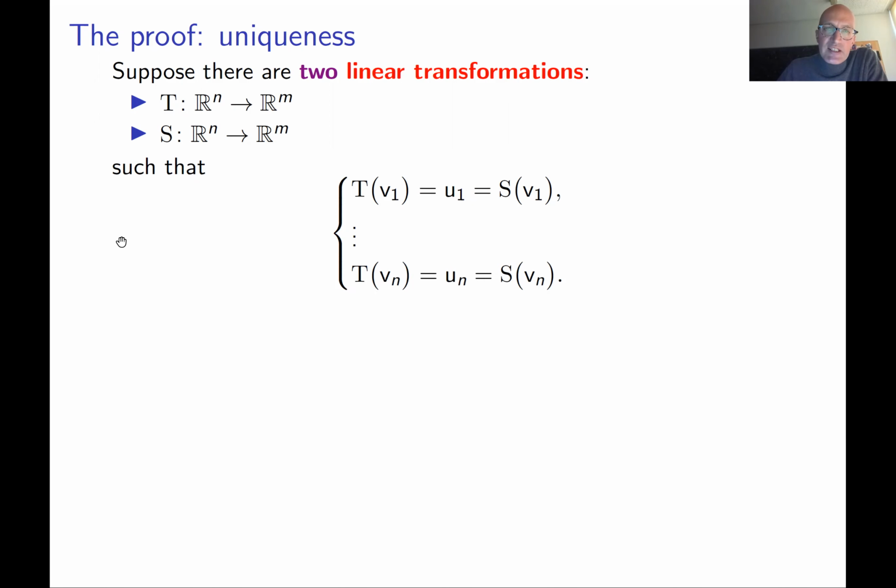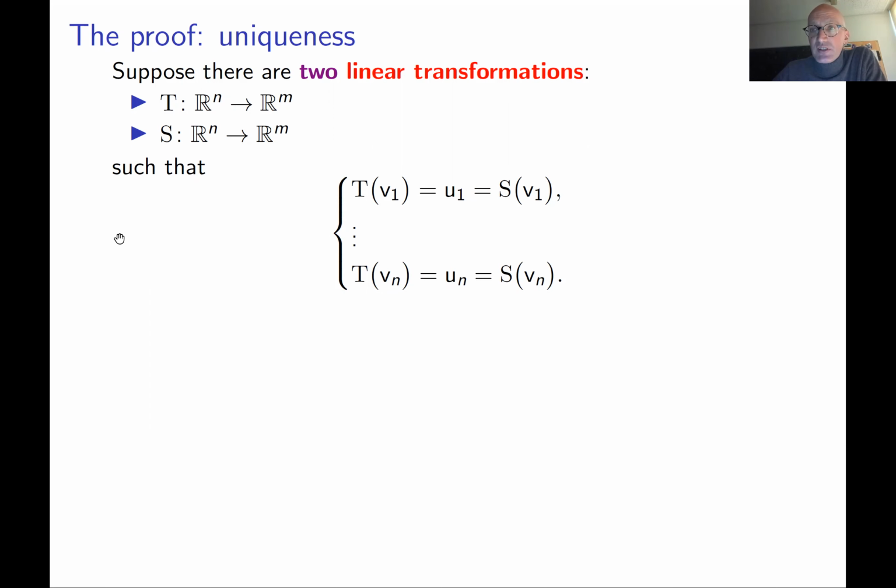Suppose we have this. We have to show that these two linear transformations are actually the same. How to do this? Two functions are the same if, applied to any vector, they give you the same result. We have to take some arbitrary vector x in Rn. We apply T to this vector x, you get T of x, and you apply S to this vector x, you get S of x.